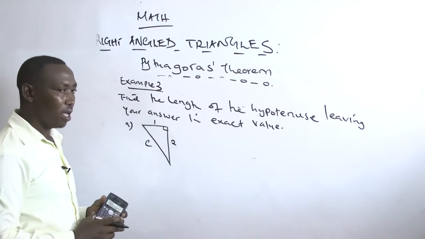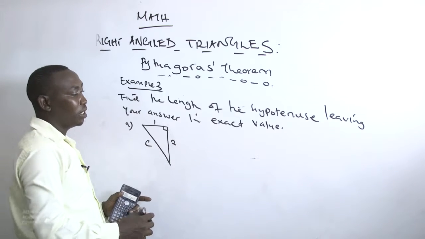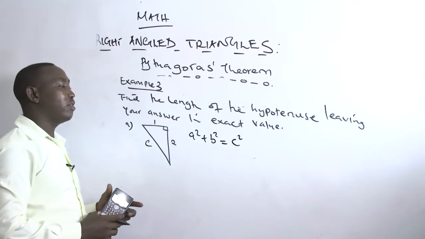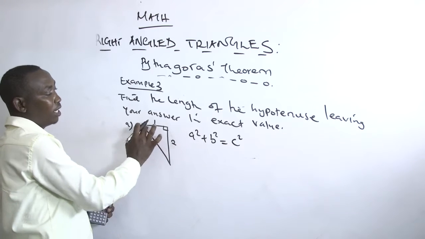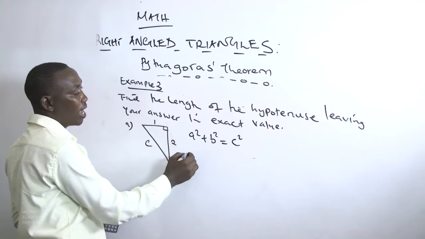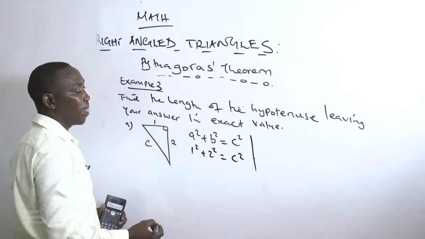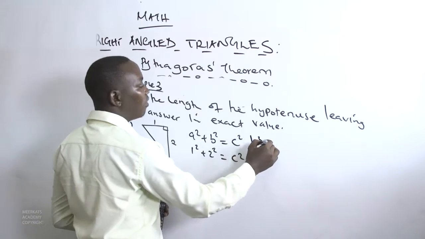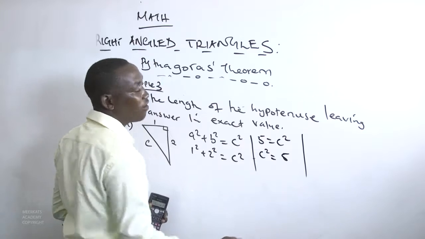So we said in this particular case, if we need to get the longer side or the hypotenuse, we use the Pythagoras theorem, which is a squared plus b squared is equal to c squared. The two shorter sides are 1 and 2 units. Therefore, when we get the squares, this will be 1 squared plus 2 squared is equal to c squared. When you add square of 1 to square of 2, that will be 1 plus 4, which will be 5, is equal to c squared. This means that c squared is equal to 5.